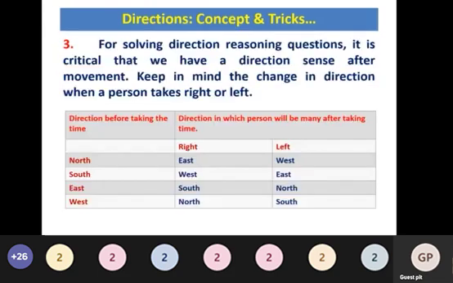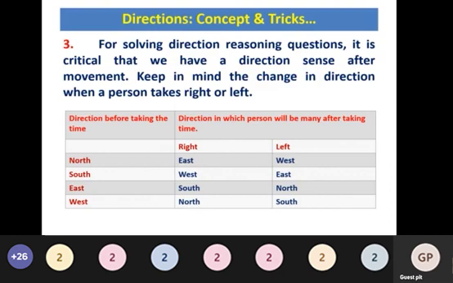Point number 3 under the concept of tricks: for solving direction reasoning questions, it is critical that we have direction sense after movement. Keep in mind the change in direction when a person takes a right or left turn. This is a very important point actually.